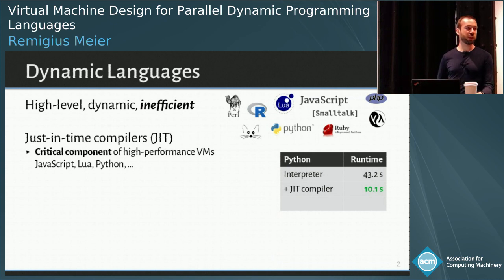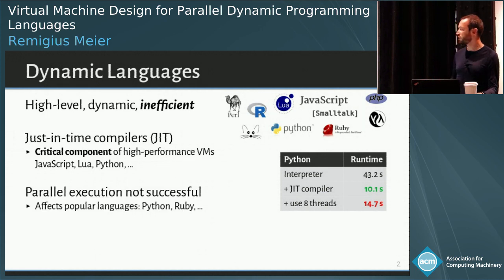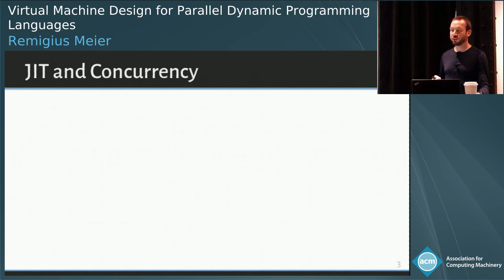But at this point, an application developer is not done nowadays. They have to consider modern hardware, which is usually parallel. So a Python developer might start using threads here. So here I try to use 8 threads, distribute the workload, and hope that I get a speed up, but instead I get a slowdown. So clearly, parallel execution was not successful. And this affects some popular languages like Python and Ruby, as we also heard in the talk before. And we want to highlight one issue here, which is about the just-in-time compiler and concurrency. So this is from the perspective of the virtual machine designer.